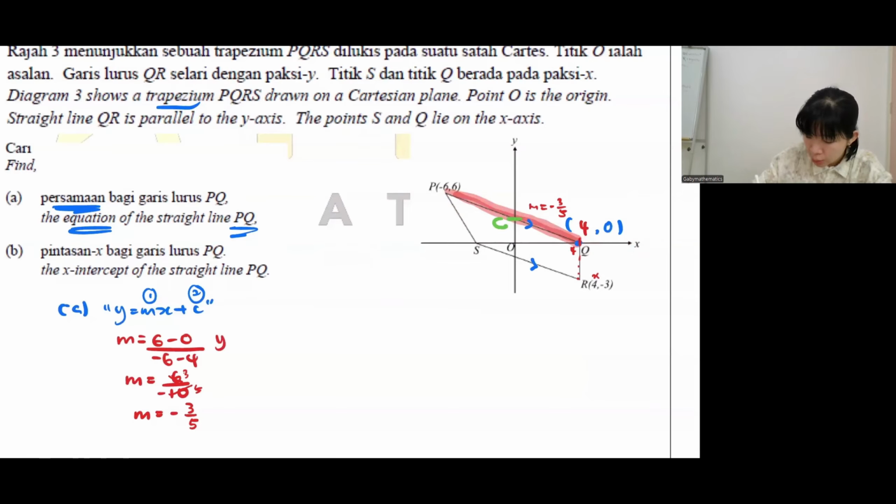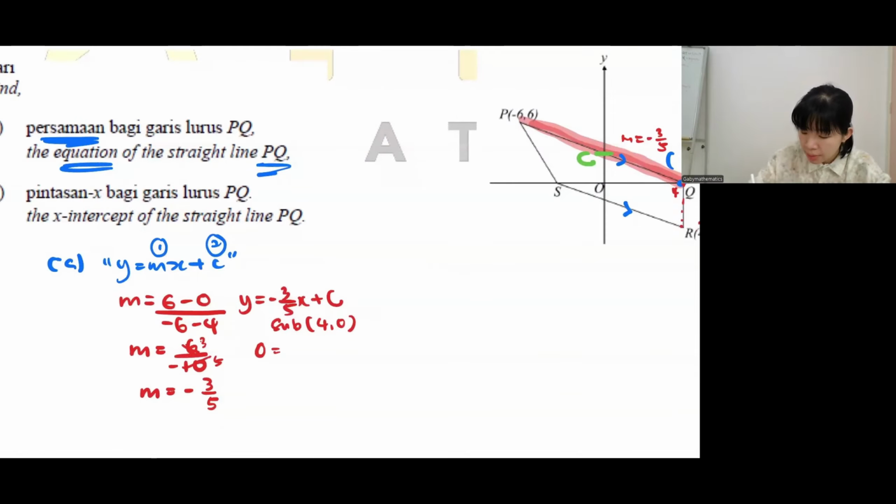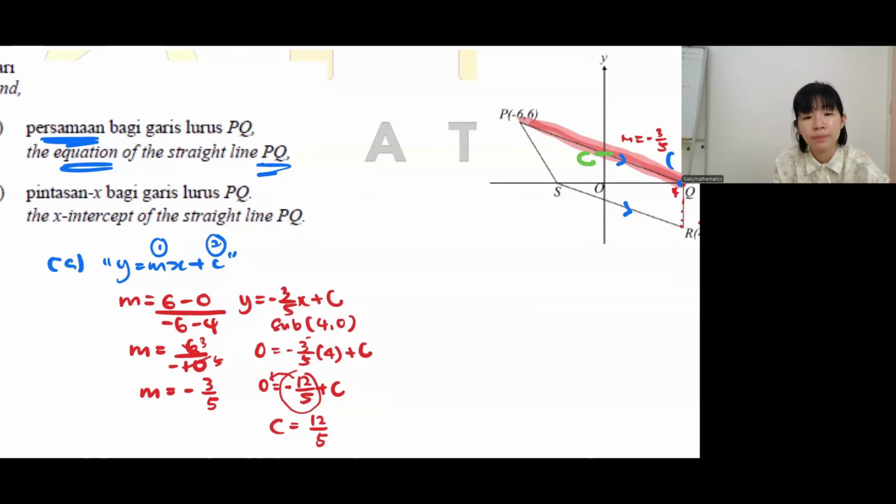So y equals negative 3 over 5 x plus c. I want to find c. I start with (4, 0), which is easier to calculate. Y is 0, x is 4. So 0 equals negative 3 over 5 times 4 plus c. 5 and 4 cannot simplify. 3 times 4 is 12, so negative 12 over 5 plus c. Bring negative 12 over 5 over, so c equals positive 12 over 5.